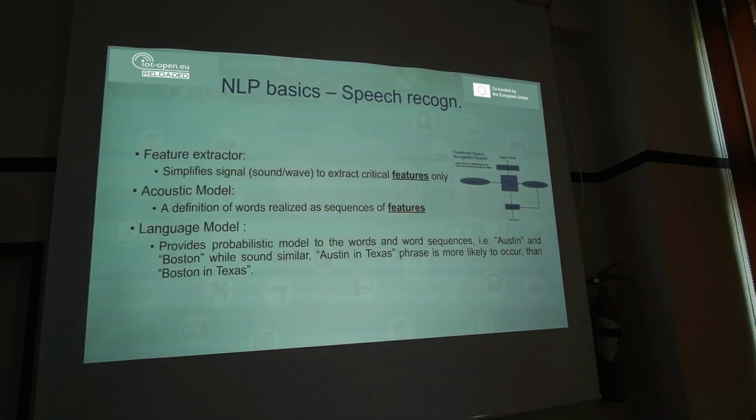The feature extractor, the one on the top, is responsible for simplifying the signal to extract only critical features, not the whole speech, because the speech can also contain noises, unnecessary vowels, and so on, right? And everyone is speaking a little bit differently. So we use features that are common for a sentence. An acoustic model is a definition of a word realized as a sequence of features. So we do not analyze all the speech, but just these features that we have extracted. So this model is very simplified in this case. A language model is a probabilistic model of words and word sequences. It uses a statistical approach, what is more probable than what is not so probable, in case the feature understanding is not perfect. So it can help to improve accuracy, but also deliver general rules.